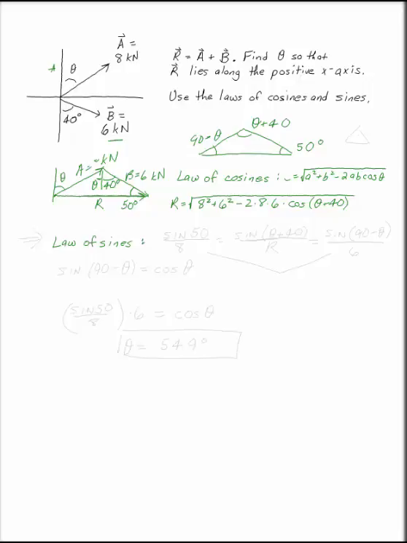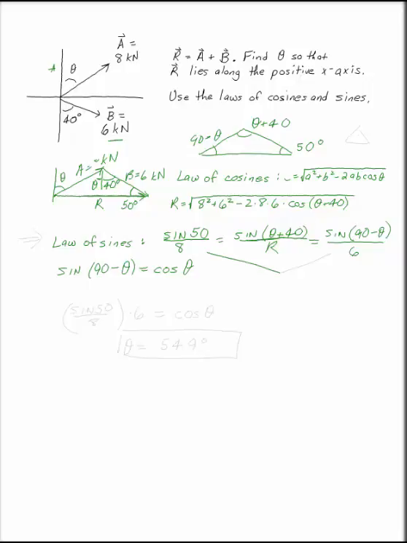The law of sines lets us say that any side and the sine of its angle, that ratio is going to be the same. So we can say the sine of 50 over the length opposite it, which would be A, or 8 kilonewtons, is going to be equal to the sine of theta plus 40 over R, and that's also going to be equal to the sine of the third angle, 90 minus theta, over 6. The nice thing about sine of 90 minus theta is that it's the same thing as cosine theta. Remember that from your trig graphing, that with the periodicity of sine and cosine, that is always true.